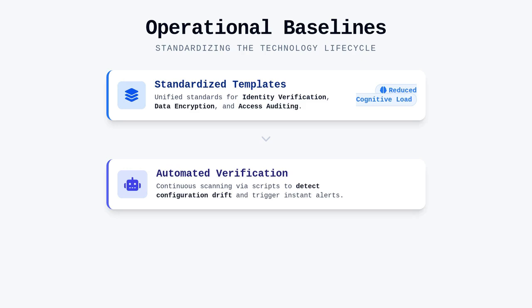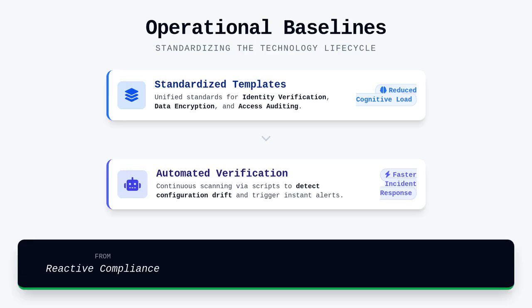Automating the verification of these controls is the next maturity step, where scripts or configuration management tools periodically scan your infrastructure to detect drift from the baseline. If an encryption setting is disabled, the system alerts you immediately, facilitating a faster incident response. This is how you shift from reactive compliance to proactive privacy architecture.